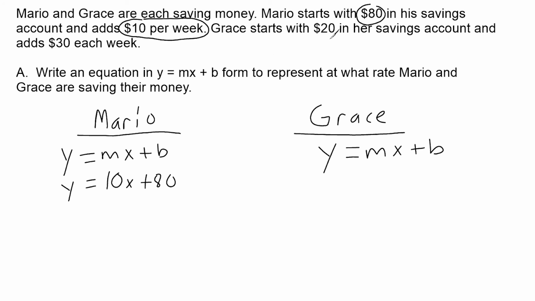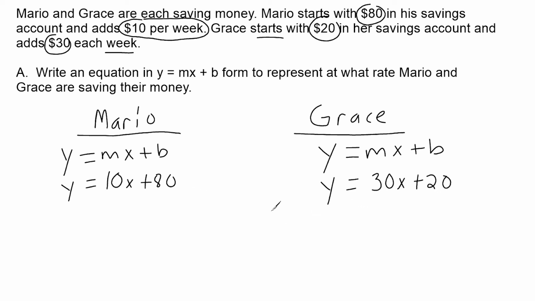Now, the problem indicates that Grace starts with $20 in her savings account. And so we're going to substitute b, which is how much you start with, with positive 20. And the rate at which she is saving money is $30 each week. So we're going to substitute m, which is slope, with 30. So the equation for Grace is y equals 30x plus 20.